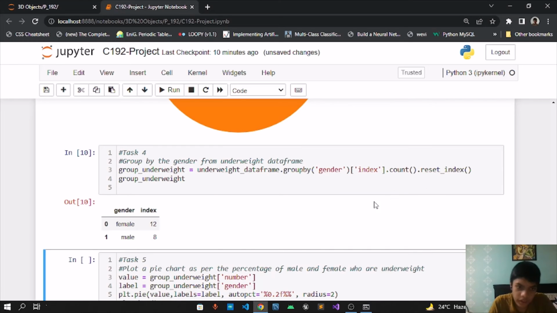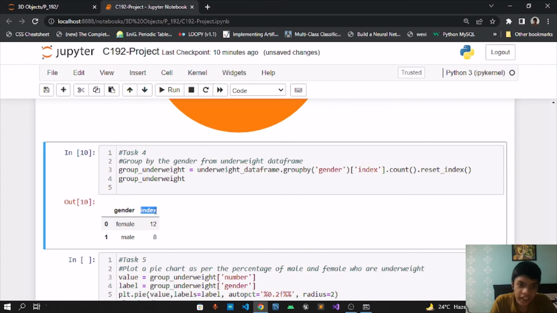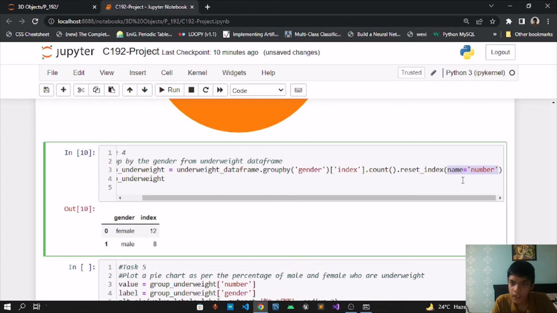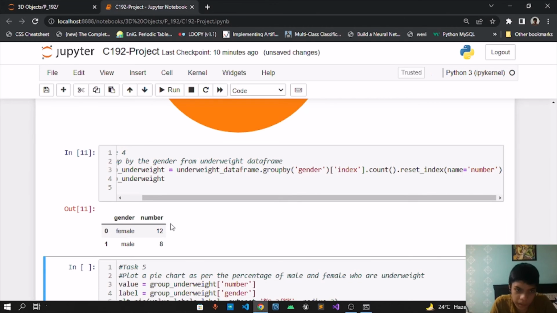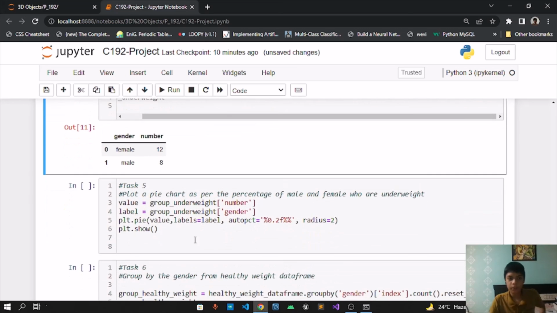So if we do this, we get gender and index. I don't want this index to come here, because it's not an index, it's the number of the people. But as we are using the index here, it's showing us index, so we can just give name equal to number here. If we run this, then we get number instead of index. So that's the benefit of this.